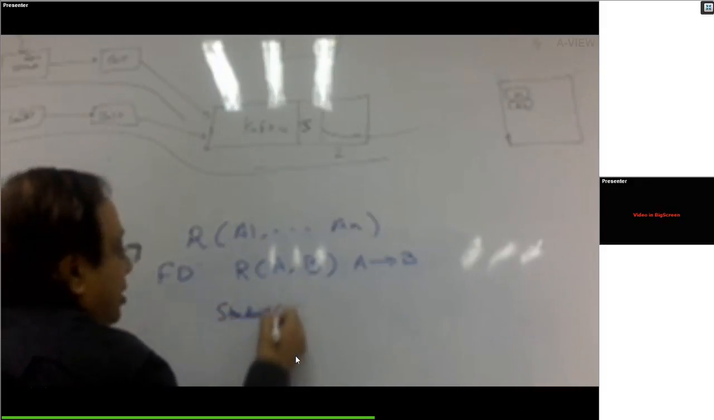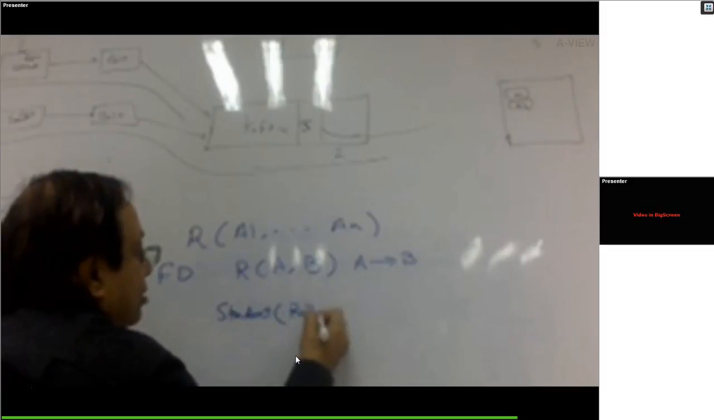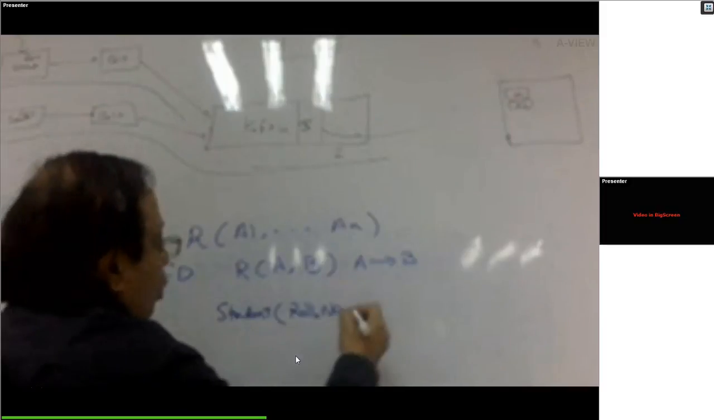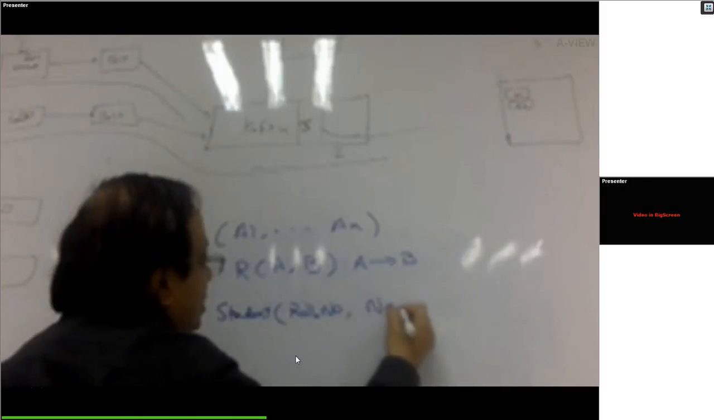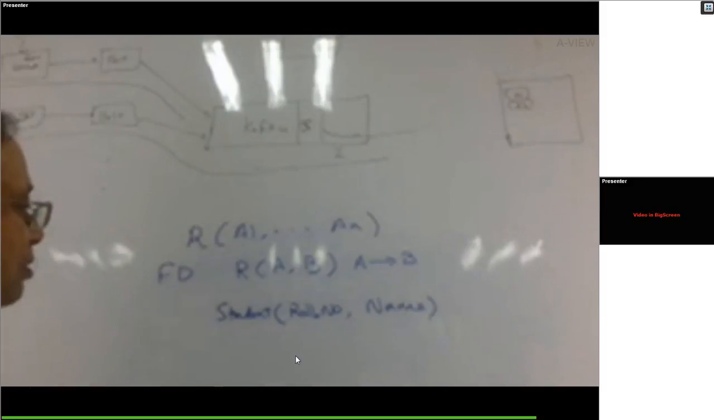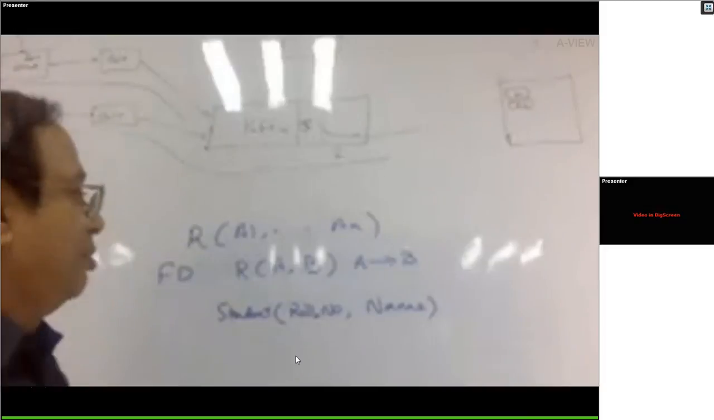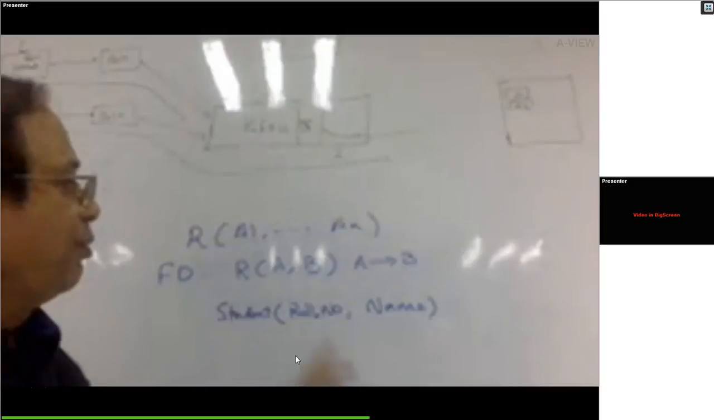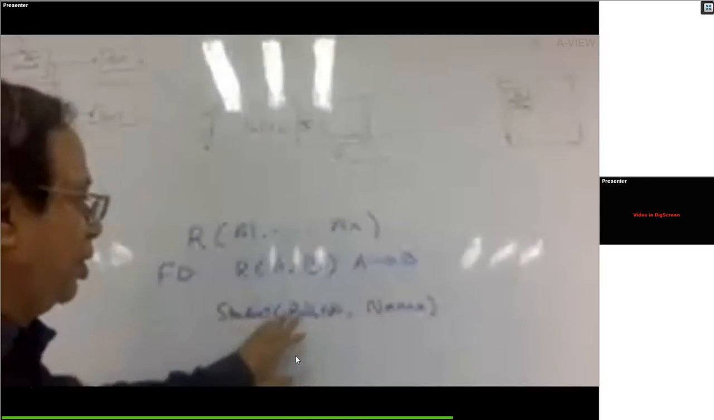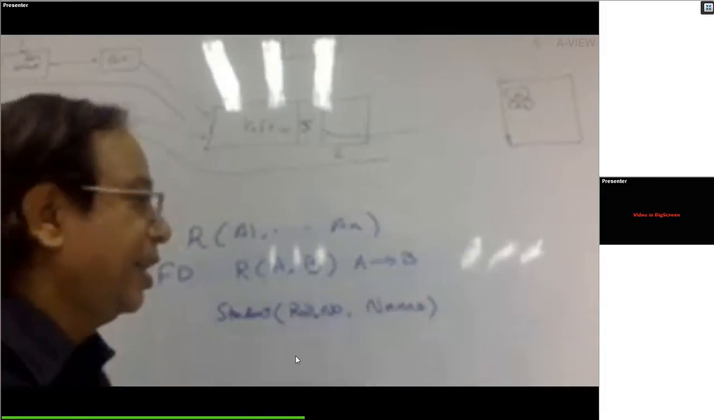Say we have a student relation with a roll number. I'm just taking the same A and B, roll number and name. Now if you say the roll number functionally determines the name, this is a functional dependency, FD, between the roll number and the name. Roll number determines the name.